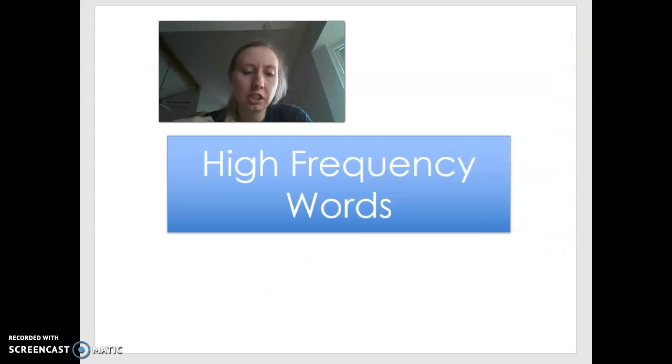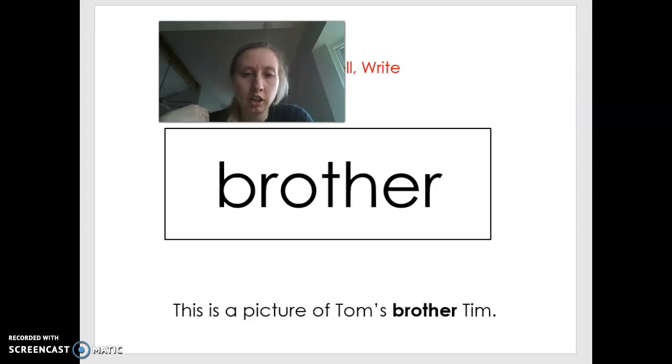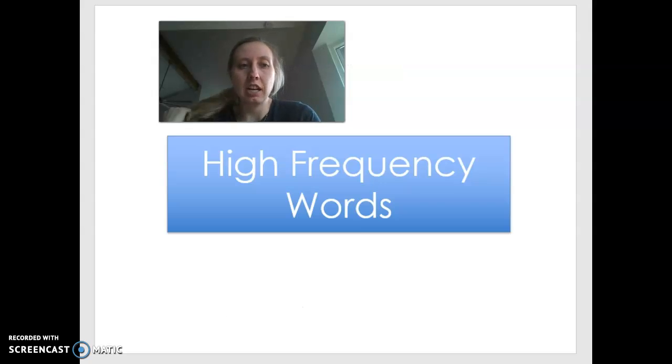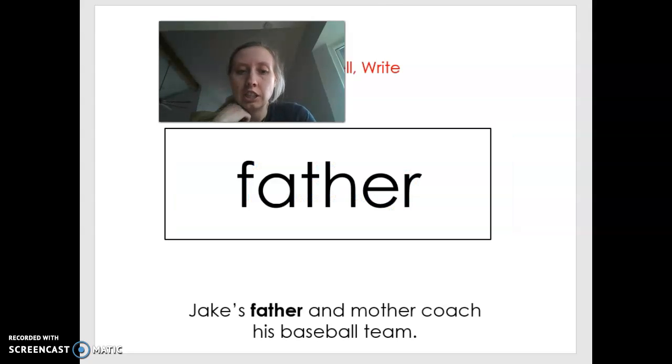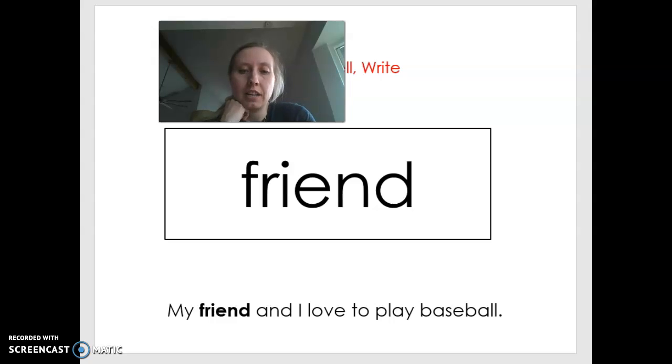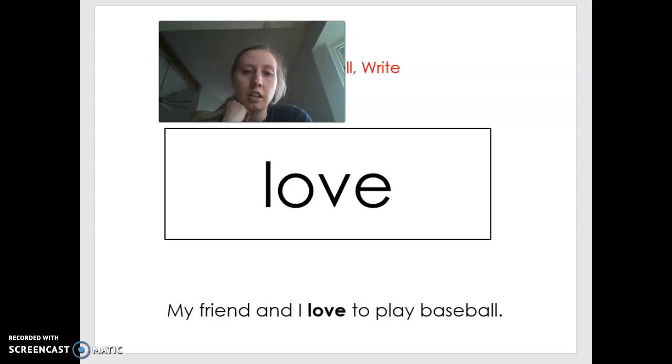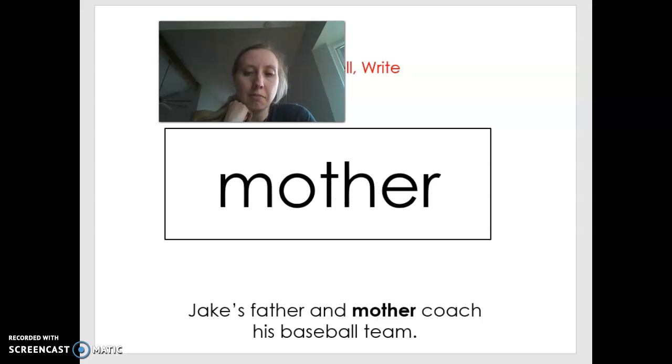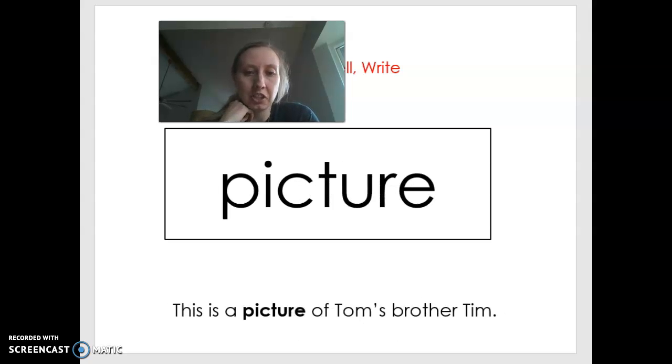Okay, so we're almost out of time, so I'm going to go a little bit faster. Brother, this is a picture of Tom's brother Tim. These are high frequency words. Father, Jake's father and mother coach his baseball team. Friend, my friend and I love to play baseball. Love, my friend and I love to play baseball. Mother, Jake's father and mother coach his baseball team. Picture, this is a picture of Tom's brother Tim.